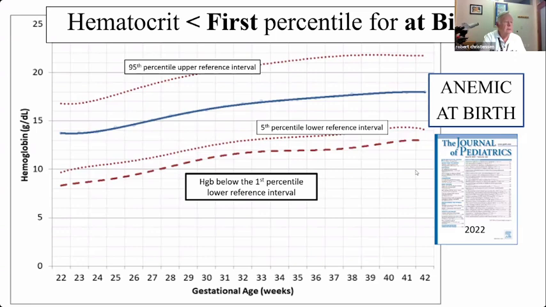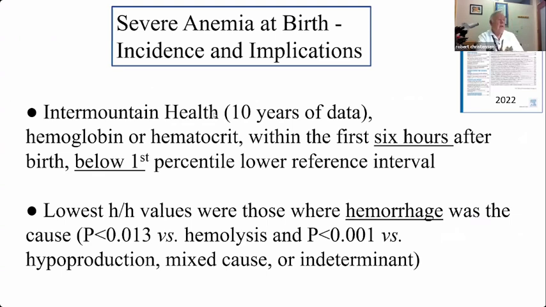And in this particular study, we looked for babies who had an initial hemoglobin below the first percentile. Specifically, at Intermountain Healthcare, which has about 22 hospitals, we used 10 years of data looking at hemoglobin and hematocrit drawn within the first 6 hours after birth that fell below that bottom line, and found that those with the lowest values were typically those where hemorrhage was the cause, more commonly than hypoproduction, mixed causes, hemolysis, or an indeterminate cause.